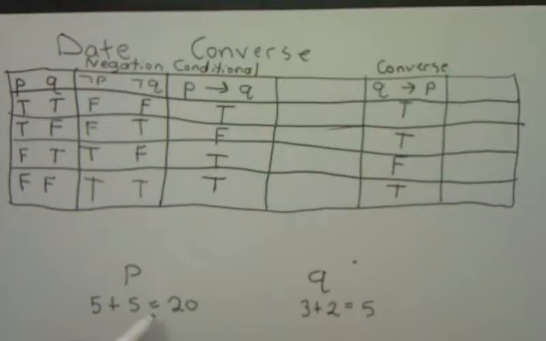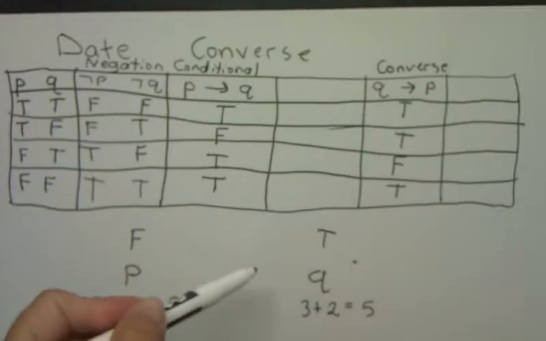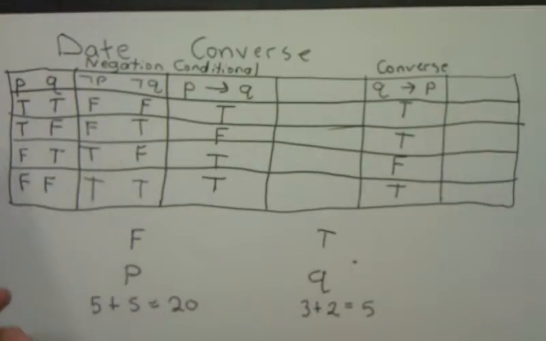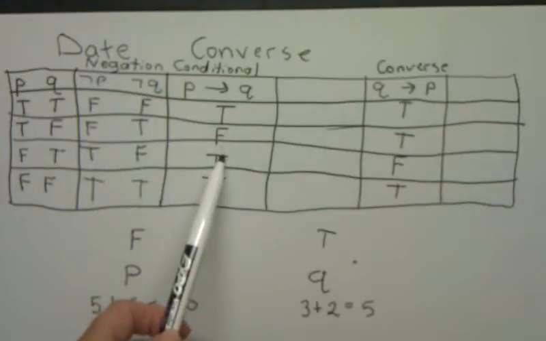Five plus 5 is 20. Is that true or false? Well, we know it's false. 3 plus 2 is 5. Is 3 plus 2 5? Yes, it is. That's true. So according to my conditional, if P is false and Q is true, my conditional is true.